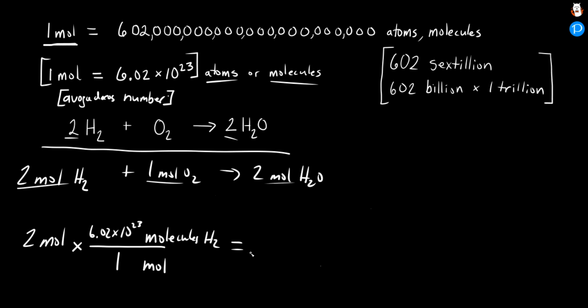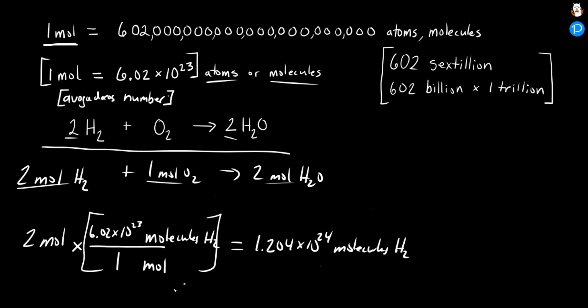And so if I were to multiply that out, we get 1.204 times 10 to the 24th molecules of H2. And so that's how simple it is to convert from moles to individual atoms or individual molecules, depending on what we're talking about. We're just going to use this relationship right here, that there are this many individual particles for every 1 mole, and we can convert between the two.